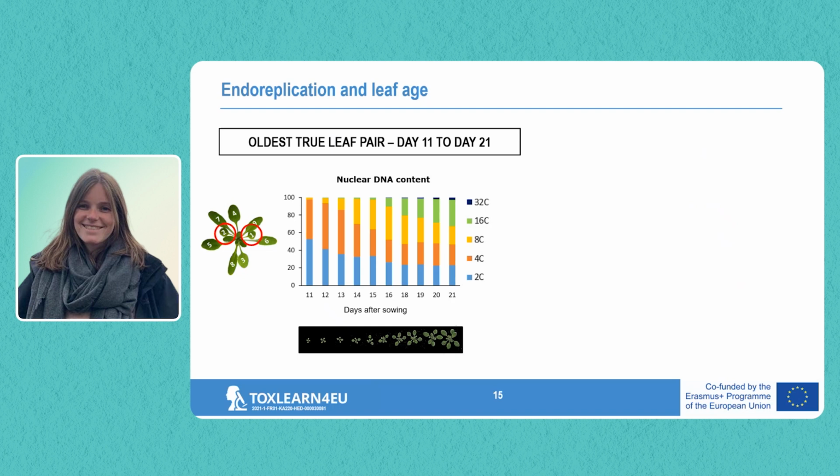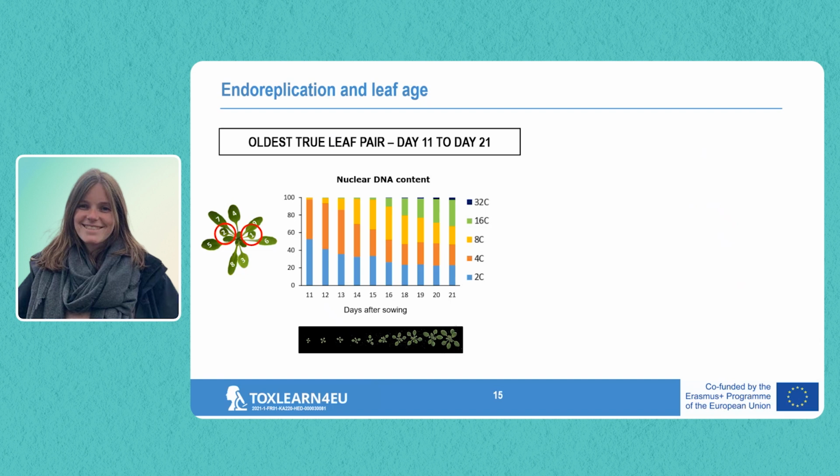What I did then is I performed flow cytometry to determine the nuclear DNA content on leaves 1 and 2 of these plants, but at different time points after sowing them. And here you can see the size of the rosette. At 11 days after sowing, they're still quite small. After 21 days, they're of course much bigger. And then I checked the nuclear DNA content over time in this first leaf pair.